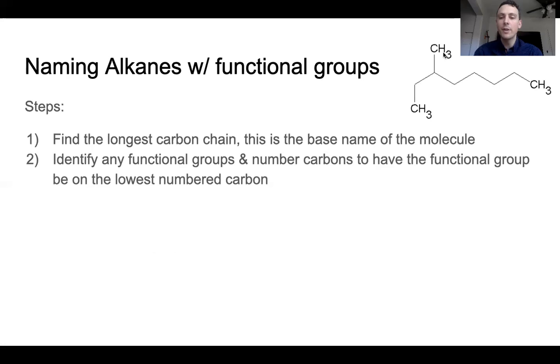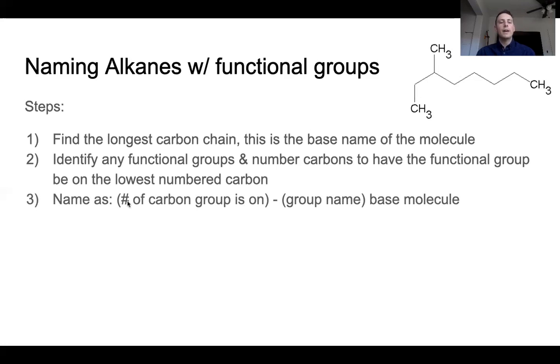So then this methyl group would be on carbon 3. The other option is to start numbering from the right side. This would be carbon 1, 2, 3, 4, 5, 6, and in that case, the methyl group is on carbon 6. But again, we want to number the carbons so that we have the functional group on the lowest possible number. So in that case, we would number from left to right because we want the methyl group to be on carbon 3 rather than carbon 6.